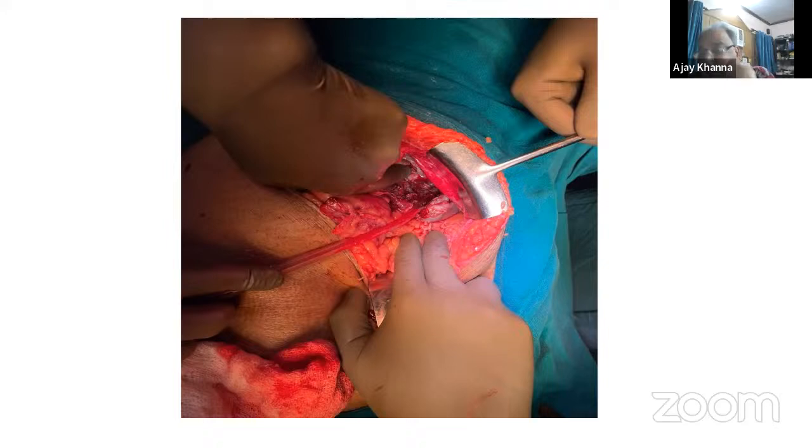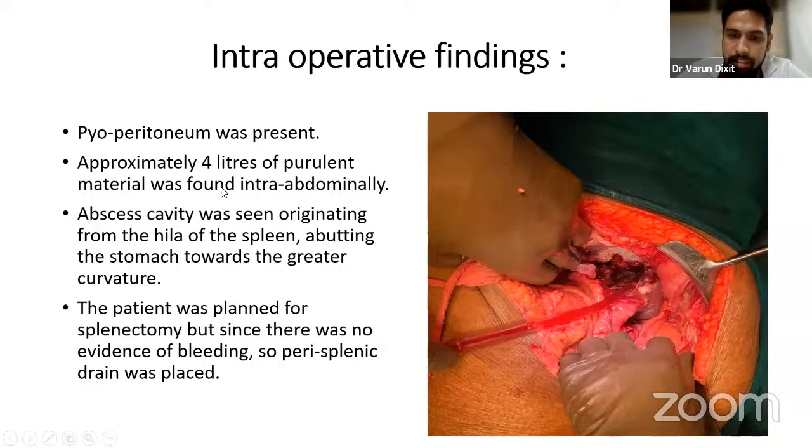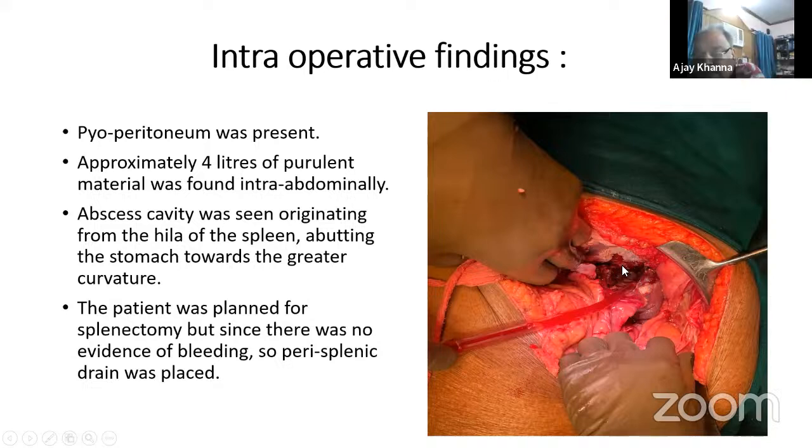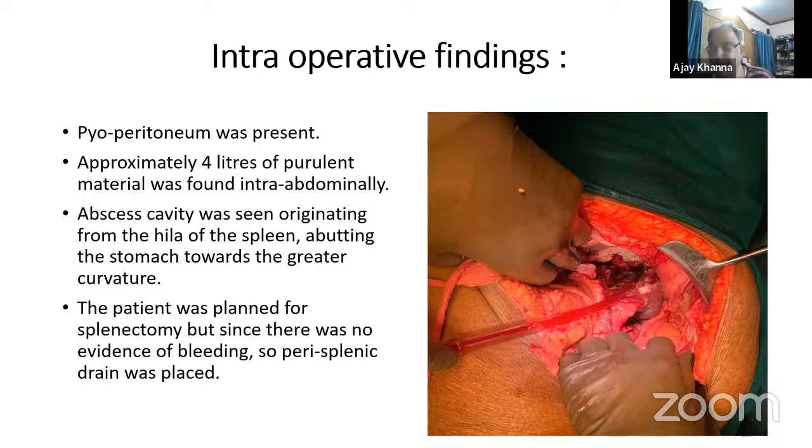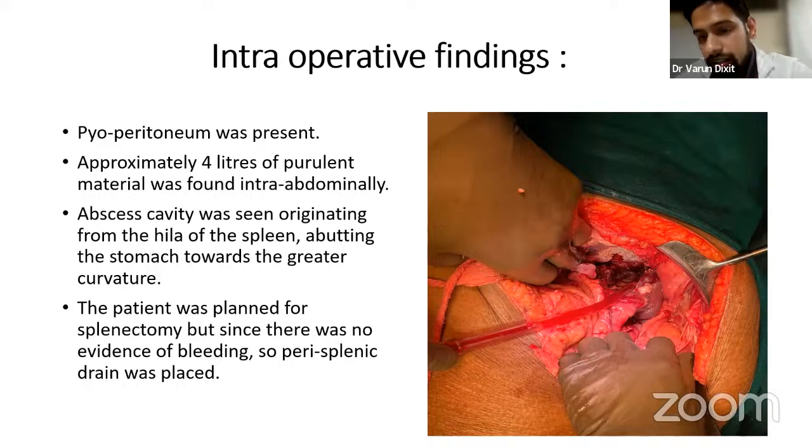So have you done the splenectomy in this patient or not? No, sir. We did not do splenectomy. Because in this photo, as we can see, the abscess ruptured and there was no evidence of any bleeding. So we just placed a perisplenic drain, and we did not go for splenectomy. But do you think you are happy with that? This patient will come back with the abscess again? So we did a lavage, and in the postoperative period we can go for antibiotics.